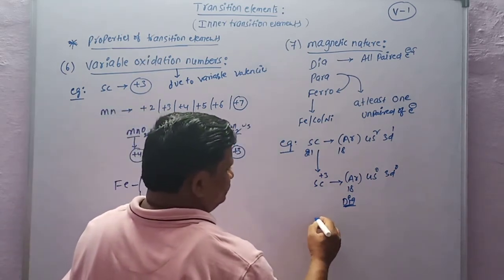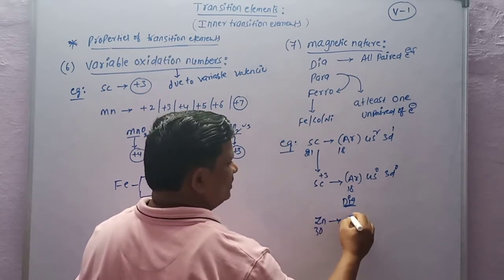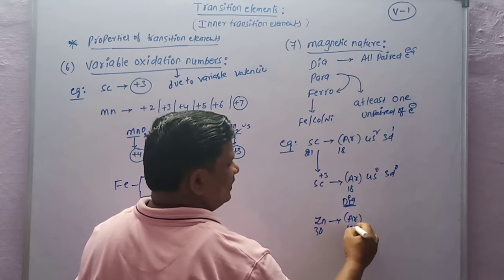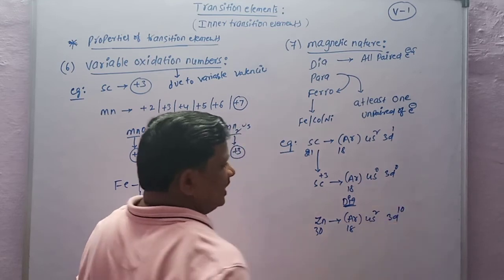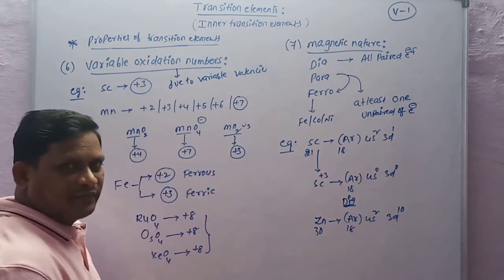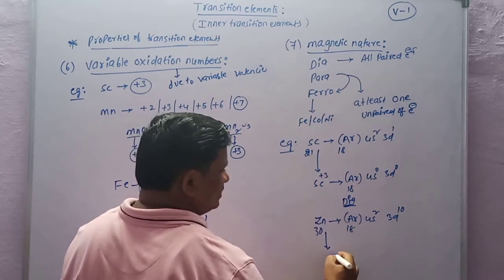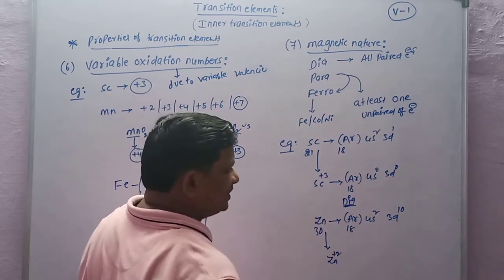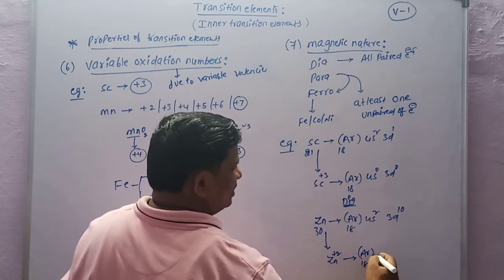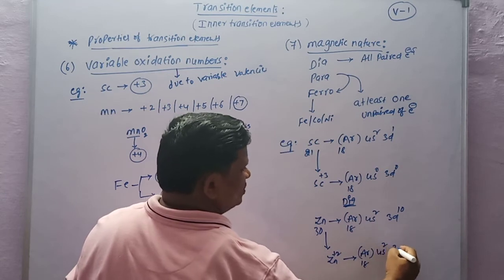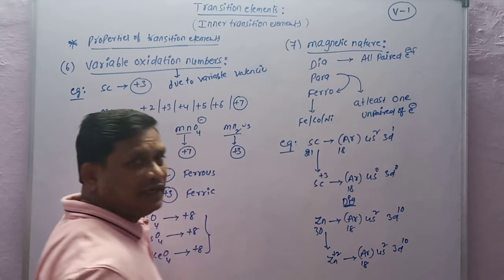For example, let us consider zinc. Zinc's atomic number is 30. Its electronic configuration based on the nearest noble gas argon 18 is 4s2 3d10. Now zinc loses 2 electrons, so its oxidation number is plus 2. Zn plus 2 has configuration argon 18 3d10.